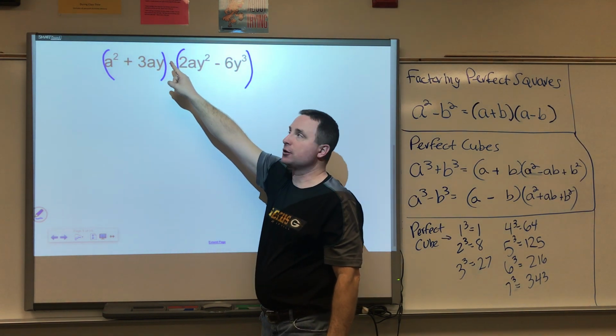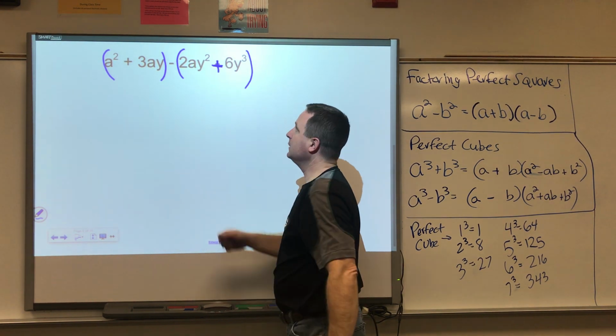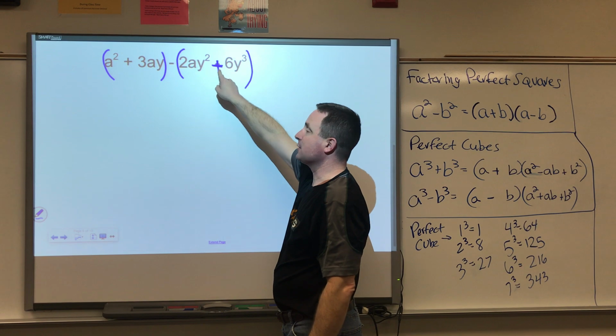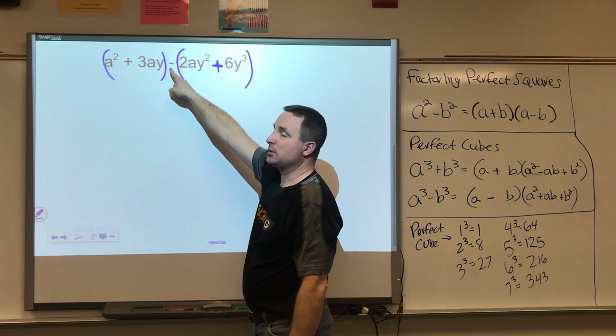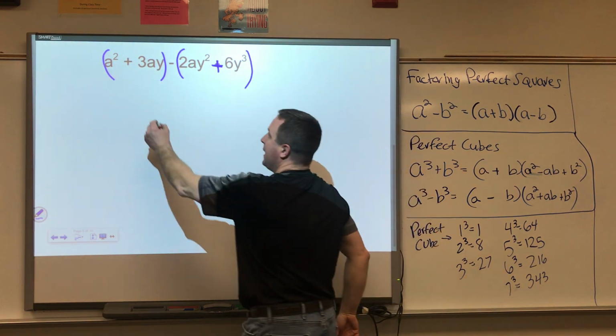sign in front of the second group, we had to change the sign on the last number. Okay, if it was a minus, it becomes plus. If it was plus, it becomes minus. This one stays the same though, but we have to change the last one. Okay, and then we do the same thing.